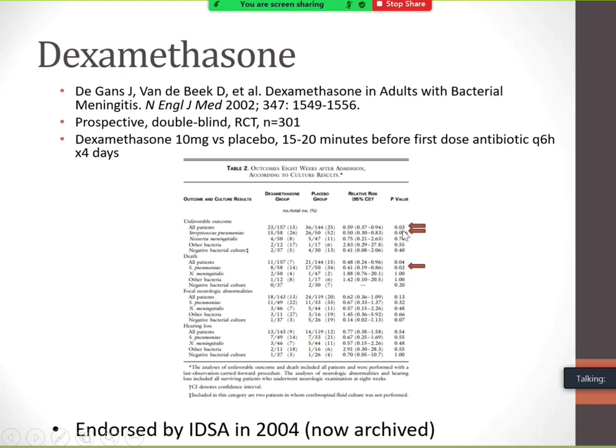And so there's a benefit of steroids. It was completely driven by strep pneumo. The p-value is 0.006, and there's no significant difference looking at the other organisms. Death too, same thing. It was driven by strep pneumo. This was the basis for recommendations in the IDSA guidelines. That guideline has not been updated in a long time. It's from 2004. There's not a ton that's changed, I would say, but it's now archived, so it's not necessarily an active guideline.